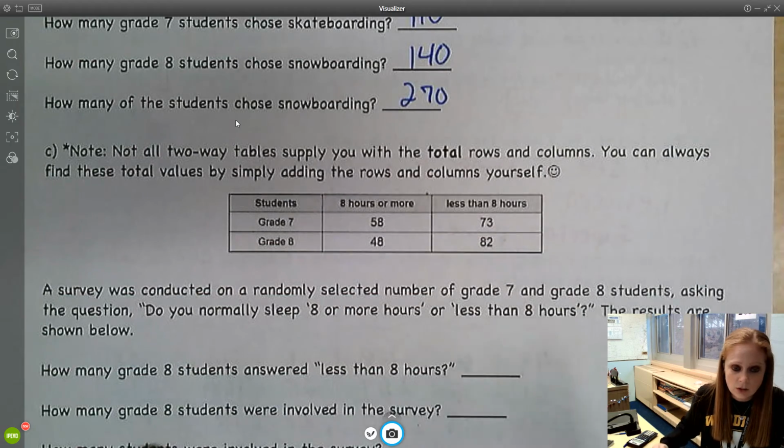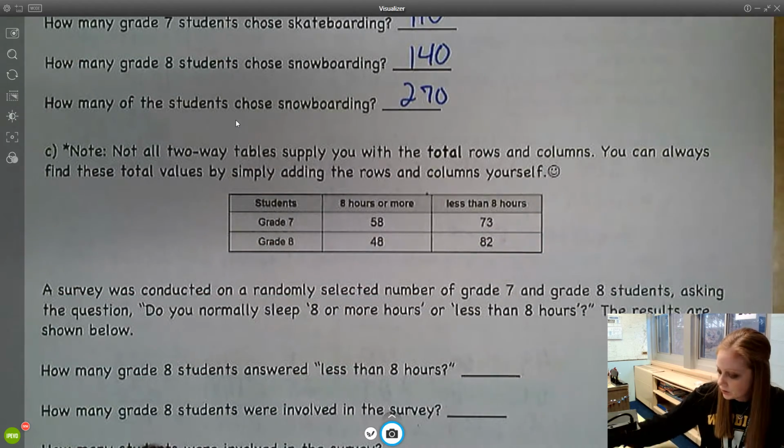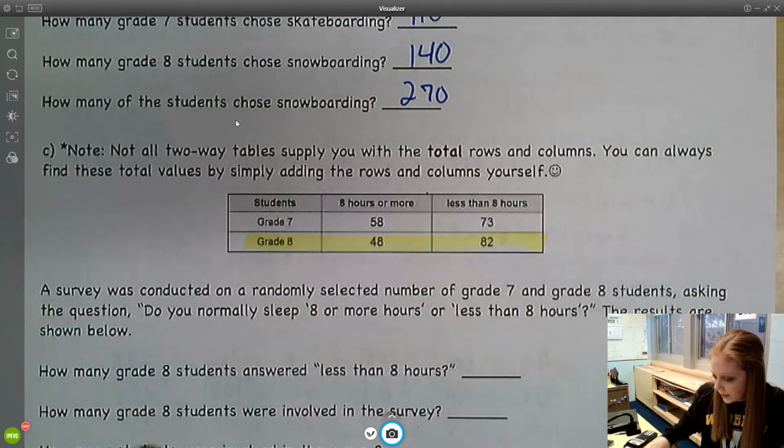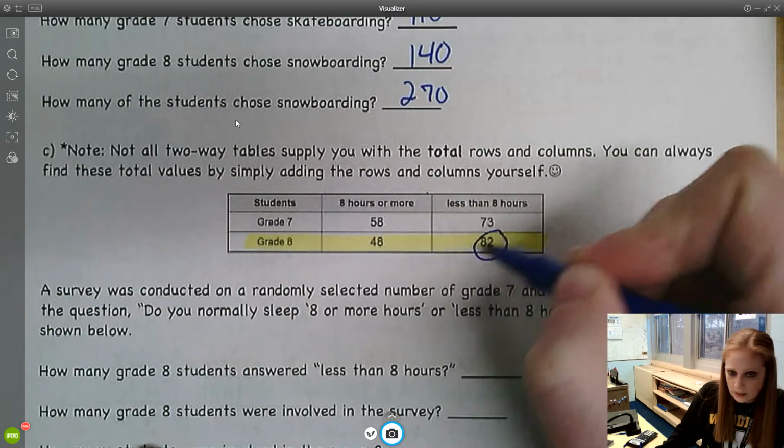How many grade 8 students were less than 8 hours? So I need my grade 8 students. And now I want to find the one that is less than 8 hours. Less than 8 hours right here in 8th grade.